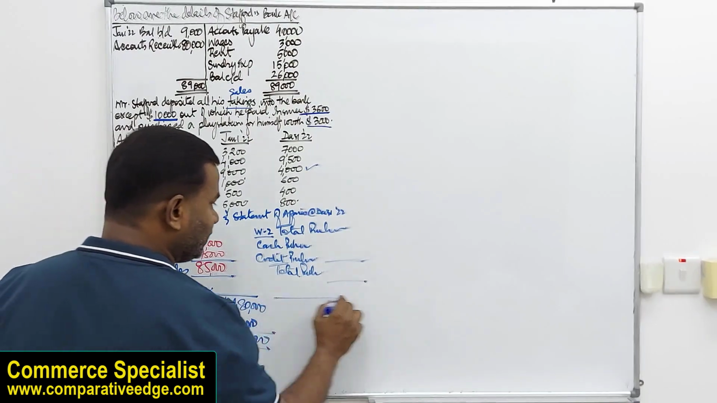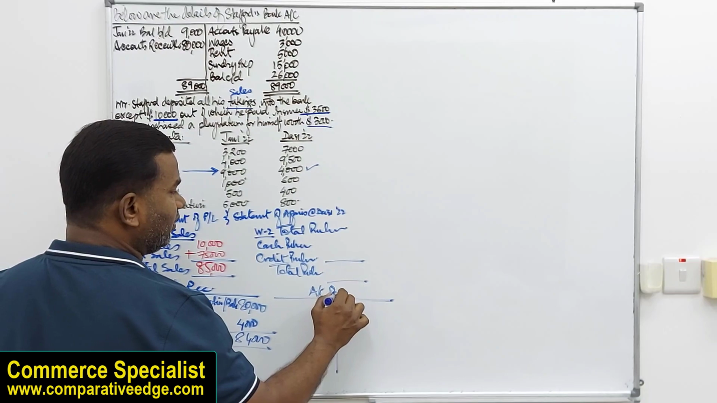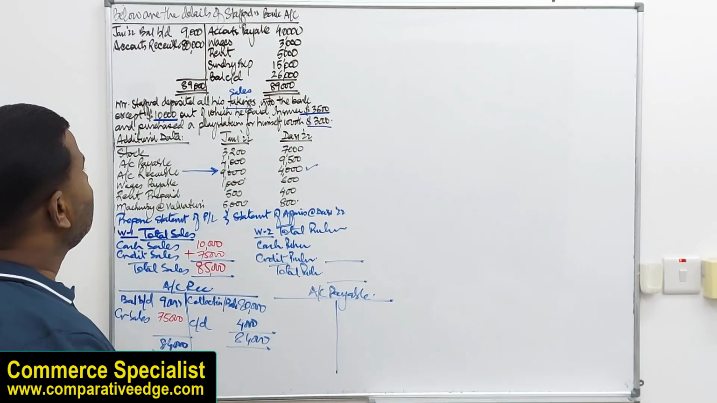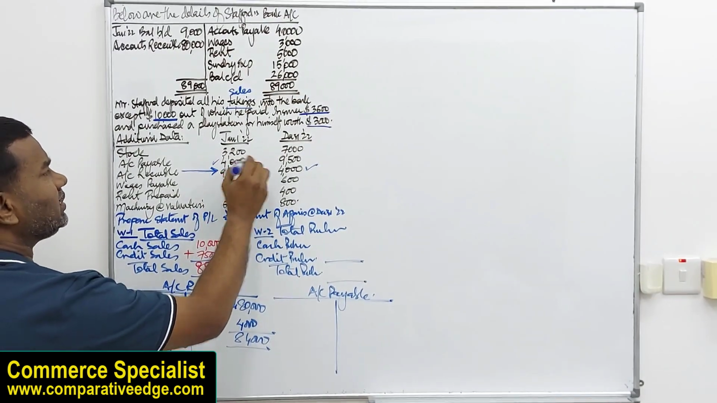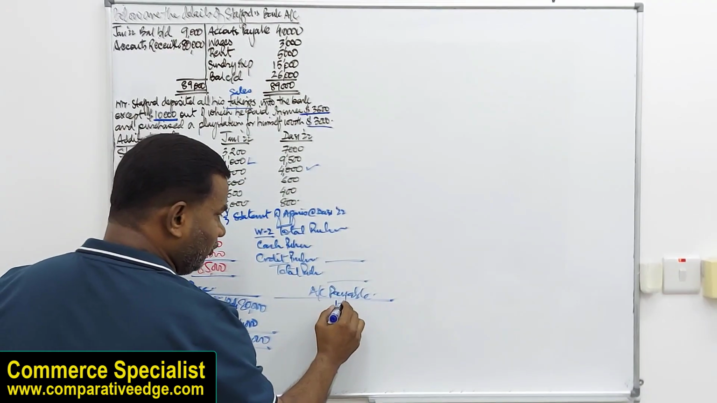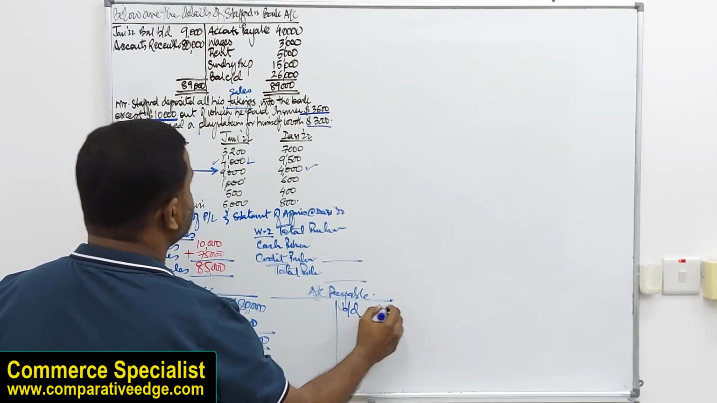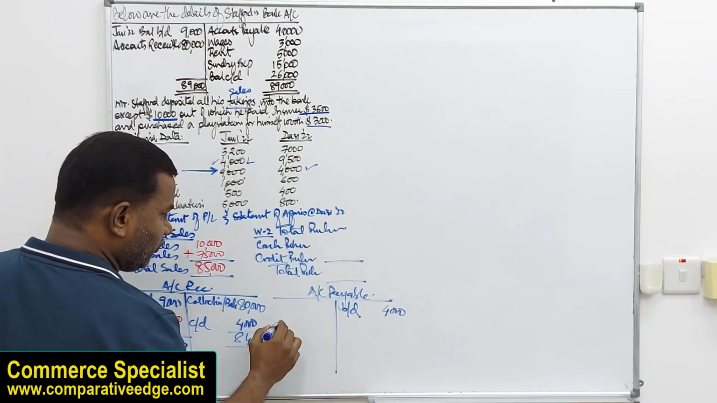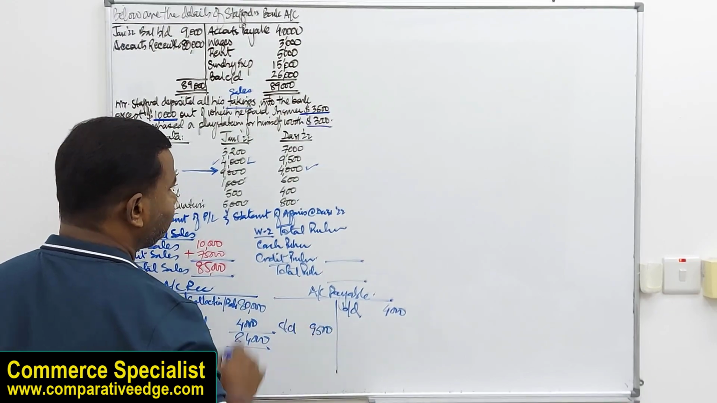So for total purchases, or especially credit purchases, I need to make a T account for accounts payable. Accounts payable is a liability or supplier's account. So check accounts payable, opening balance is here. Because it's a liability, all liabilities have opening balances on the credit side. So I have 4,000 here. Closing balance of accounts payable is 9,500, so it will be on the debit side, carried down 9,500.